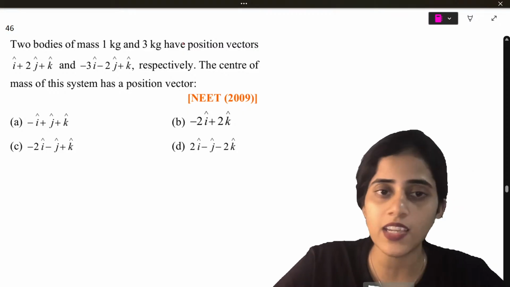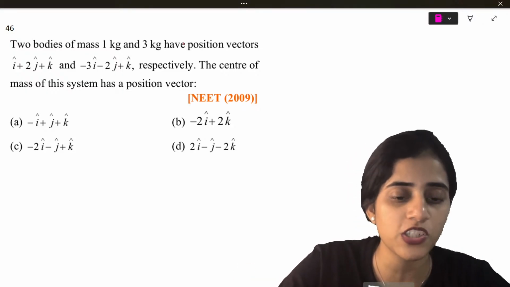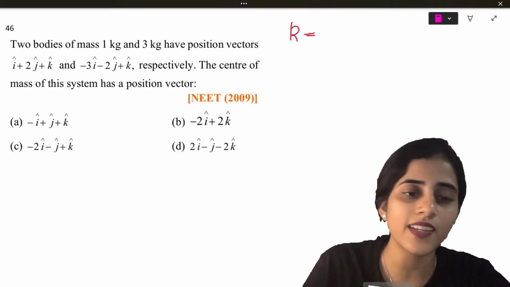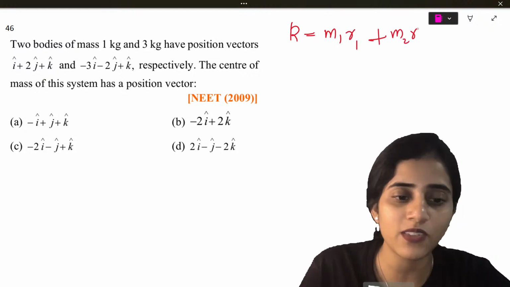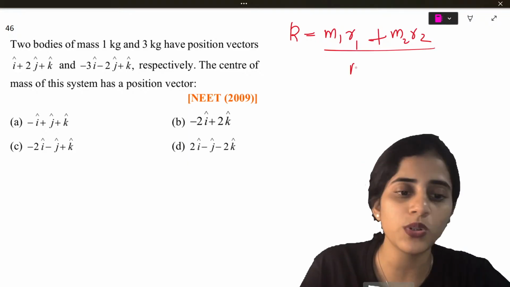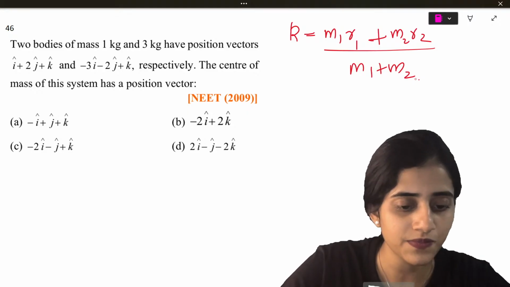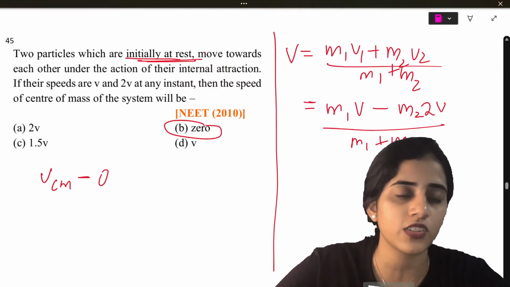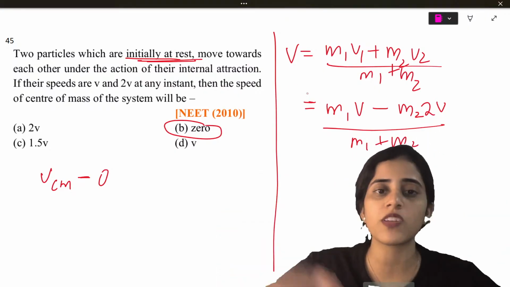Two bodies of mass 1 kg and 3 kg have position vectors given. The center of mass of the system with respect to the position vectors is? First thing, the formula. R is, what are you all getting? M1 R1 plus M2 R2 divided by M1 plus M2. If you just solve this, you will get the answer. Here M2 is negative because they are moving in opposite directions. They are attracting, so they are moving in 2 different directions.